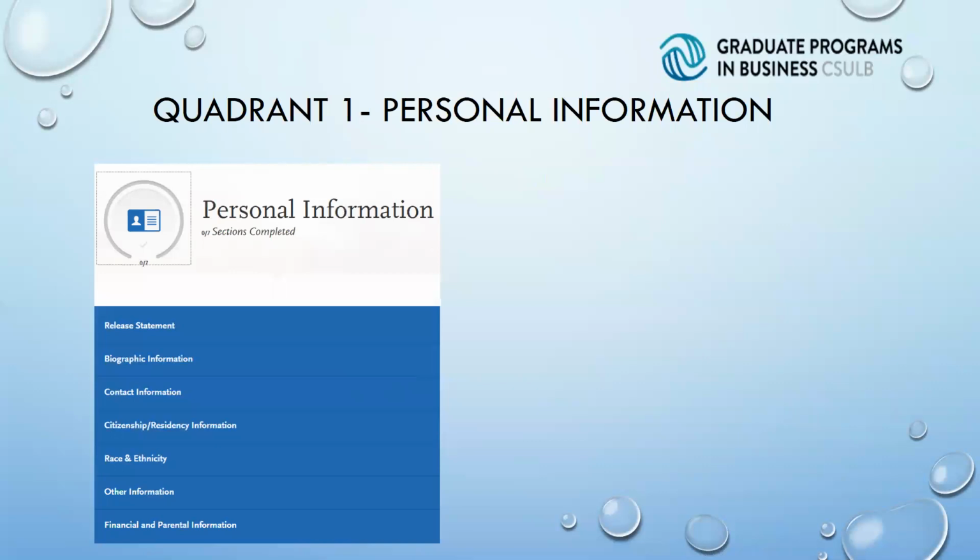The first quadrant is going to be personal information. This is where you would include the contact information, which is the best place where we would be able to contact you at. This includes a phone number and an email address. Additionally, you'll put in some demographic information in this section here.